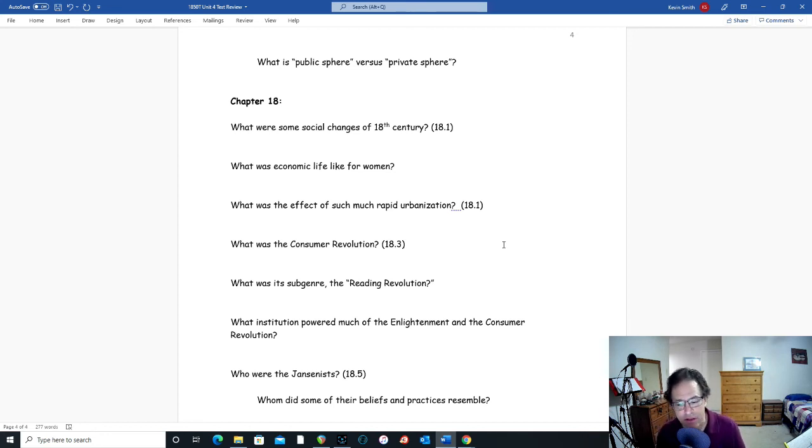So what was the effect of so much of this rapid urbanization? And keep in mind, historians point to about the year 1750 as a major turning point. The second half of the 18th century was much different from the first half of the 18th century. These two halves are quite distinct from each other socially.